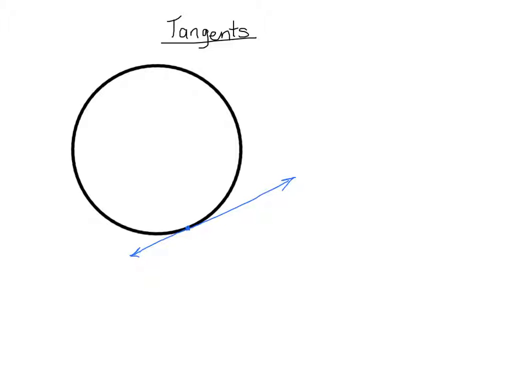So let's write some stuff down here. That point right here is called the point of tangency. And this line here is called the tangent line. Again, it could either be a ray or a segment as well.